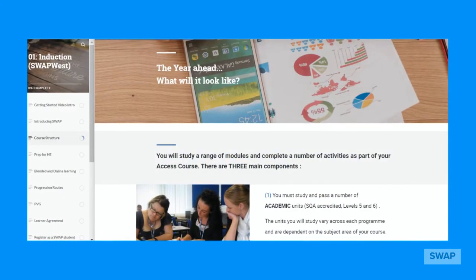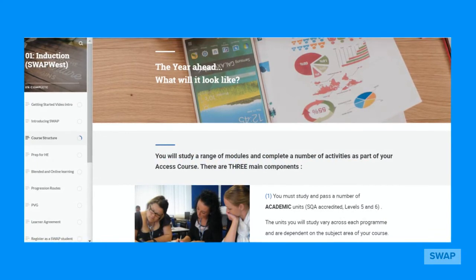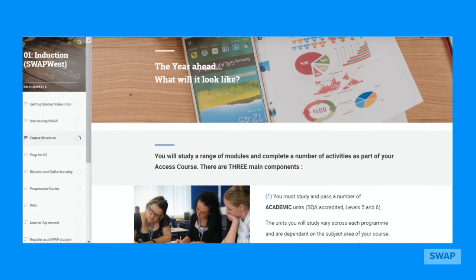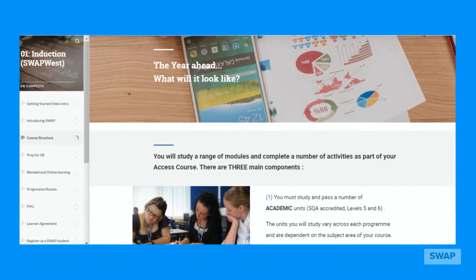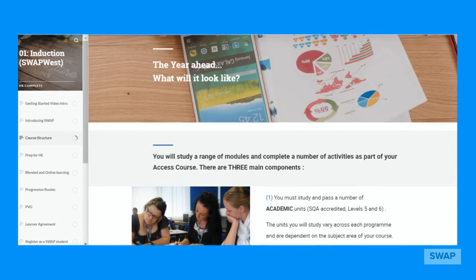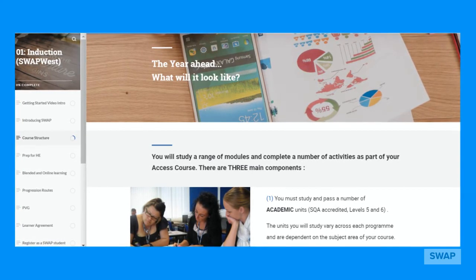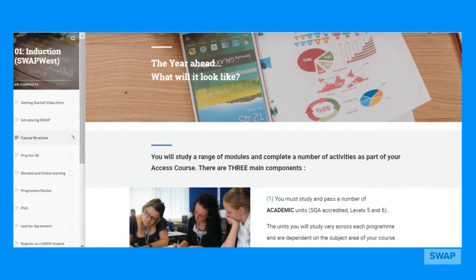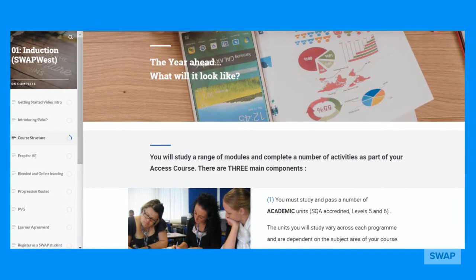This is an example of one of the units that students will be expected to work through as part of their Prep for HE. Prep for HE will still have a series of units, and there will be a number of lessons within each unit for students to work through. This example of the induction unit will shortly be rolled out to students. You can see on the left-hand side that we have the heading of the unit, and below that there are a number of lessons for the students to work through.